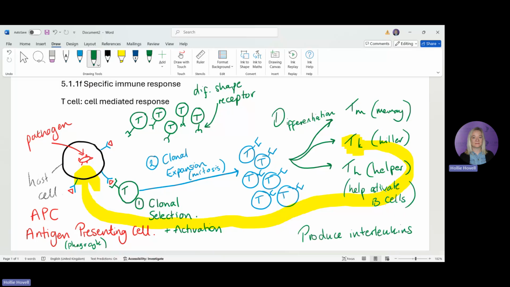Just a note on this video, if you're watching any old revision resources or books or anything, there used to be regulatory cells in this as well, but they have been taken out of the new specification. You do not need to know anything about regulatory cells. So if you see that, don't worry, okay?